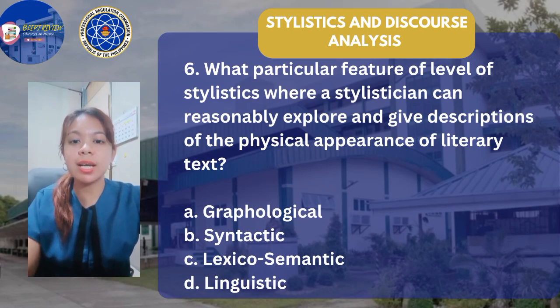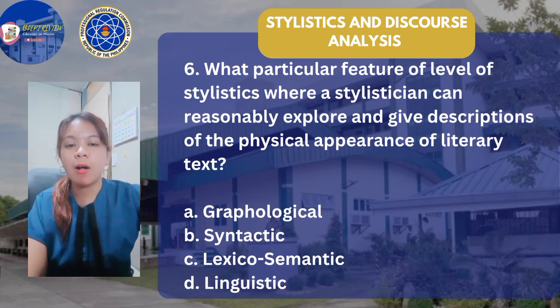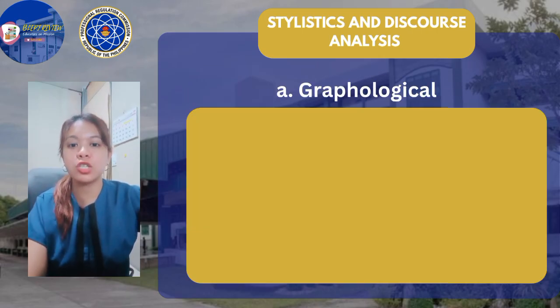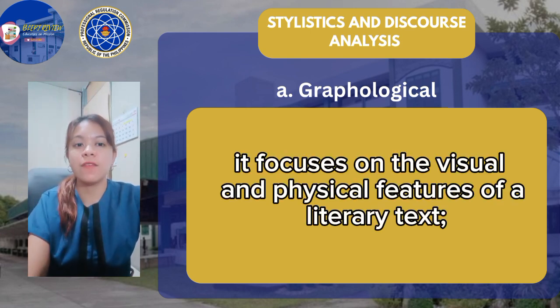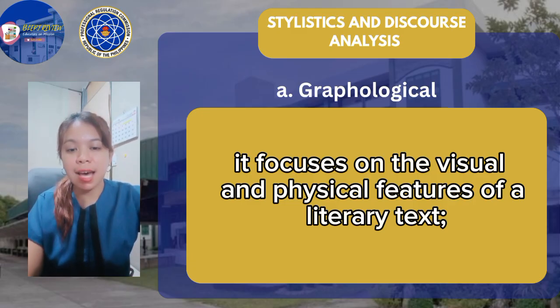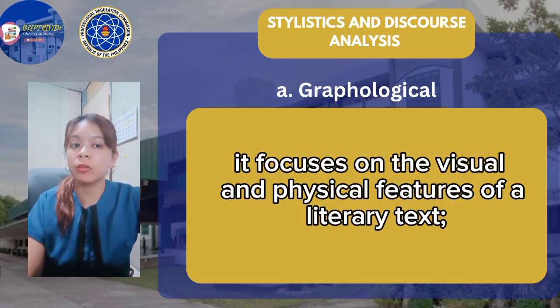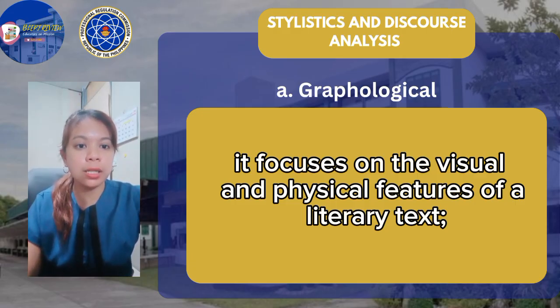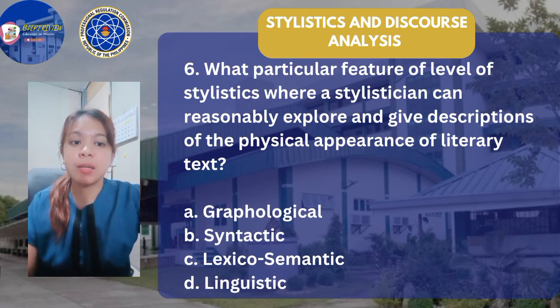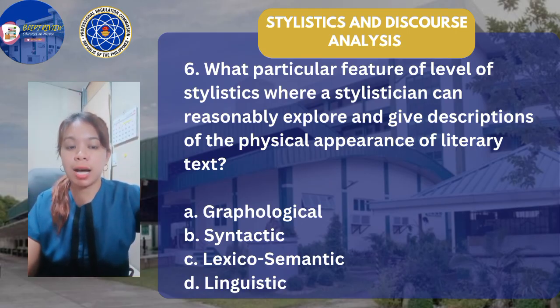Okay, now, what is the correct answer for number 6? Alright, we have the letter A, the graphological. What do we mean by graphological? In stylistics, it focuses on the visual and physical aspects of a literary text. Those are the punctuation, capitalization, and size, the line breaks, and also the layout on the page. So in question number 6, we have the keyword here: it gives descriptions of the physical appearance of a literary text. So we can say that it aligns with the correct answer, which is the graphological.